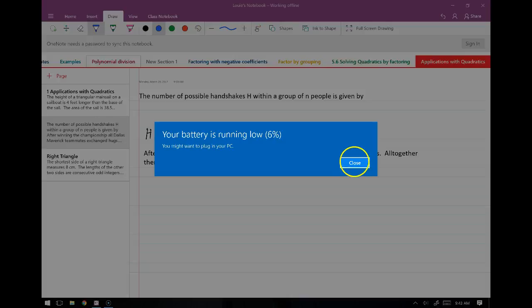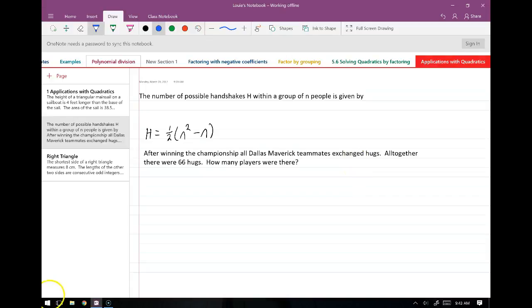Uh-oh, my battery's running low. Might have to pause it real quick and plug in my charger. Okay, charger's all plugged in.